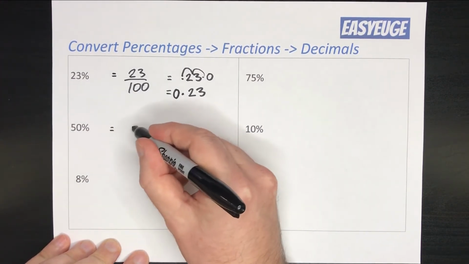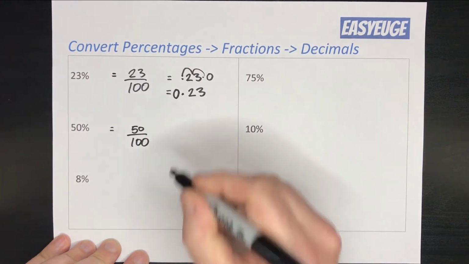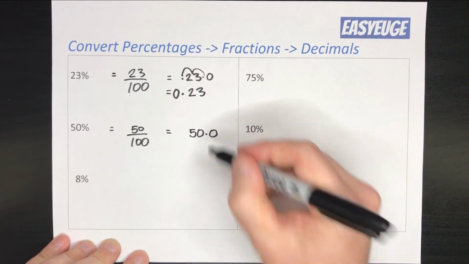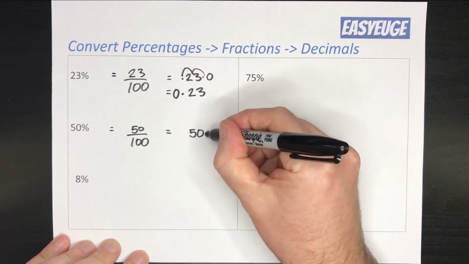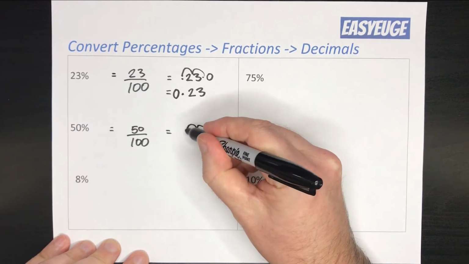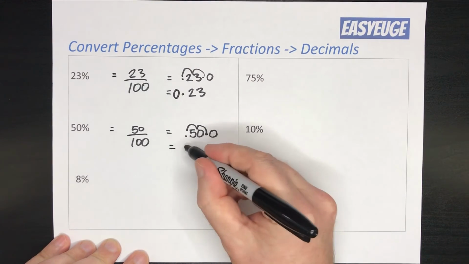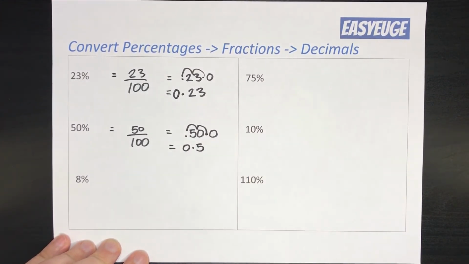50%, that is 50 over 100. There's your fraction. Write down the number 50. Make it a decimal, 50.0. And then move your decimal point 2 places to the left. So 50% is 0.5. And we can drop off the other zeros because they have no value.